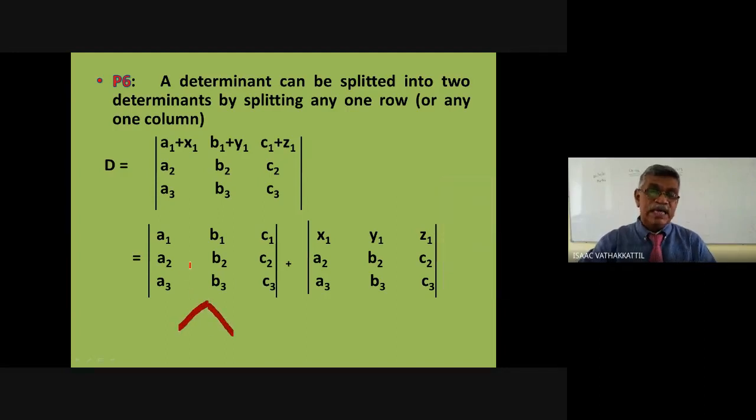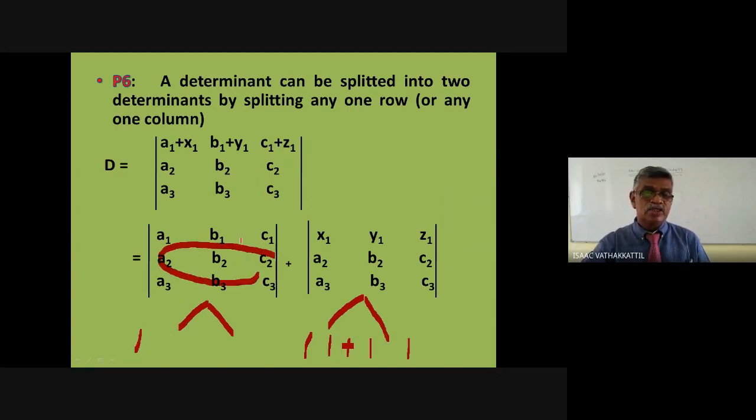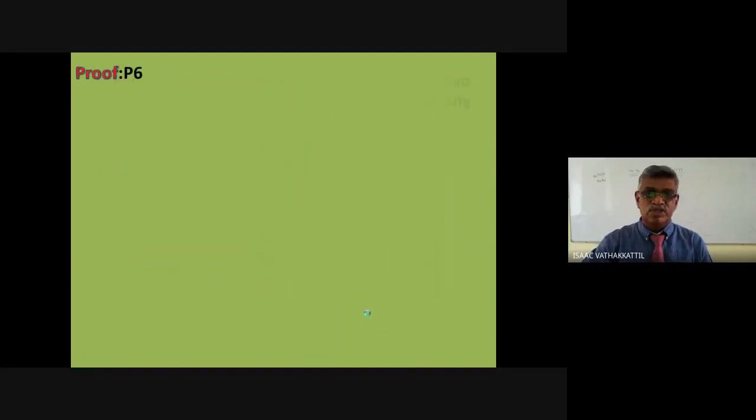How? I can split any one row from here, or any one column or row from here. I can split this again into two determinants by splitting any one row. Here also I can split. If I split one row, then the rest of the two rows will be as they are. Or if I split one column, the rest of the two columns will be as they are. We'll take up examples on that.